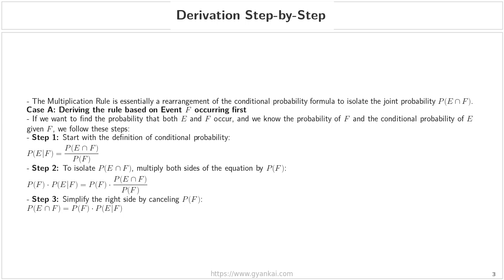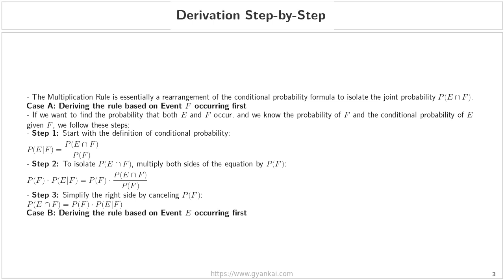Step 3, now, we simplify. On the right side, the probability of F in the numerator and the denominator cancel each other out. This leaves us with our first version of the rule. The probability of E intersection F equals the probability of F, multiplied by the probability of E given F. But what if the order is reversed? That brings us to case B, where we derive the rule based on event E occurring first.